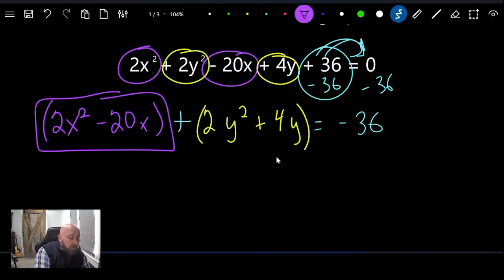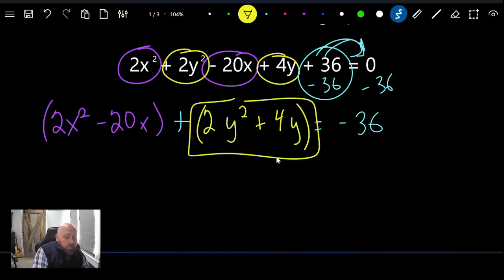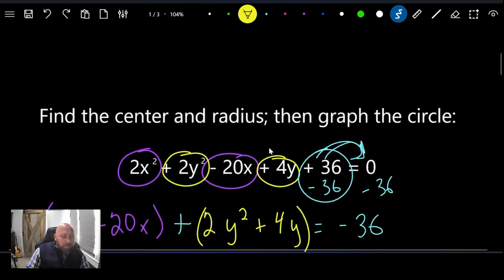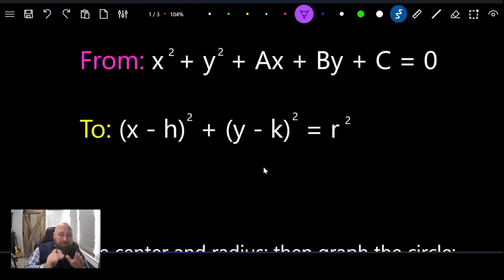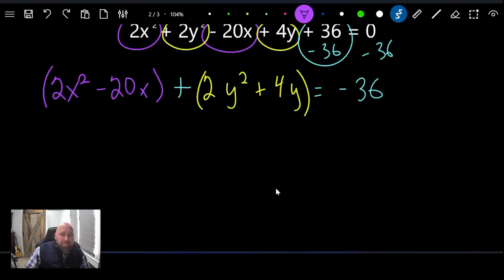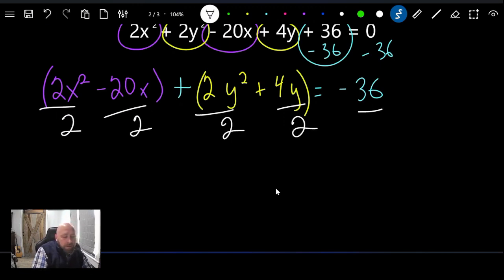We need to complete this square, and we need to complete this square. What does that mean? Well, we need to take it to this format right here. What's that format? (x minus h) squared. So we need to do what's called completing the square. Now, before I complete the square, one thing I need to do is divide every single term by 2. It's going to make the whole thing so much easier, because it's going to take everything and make it in its simplest form for me.